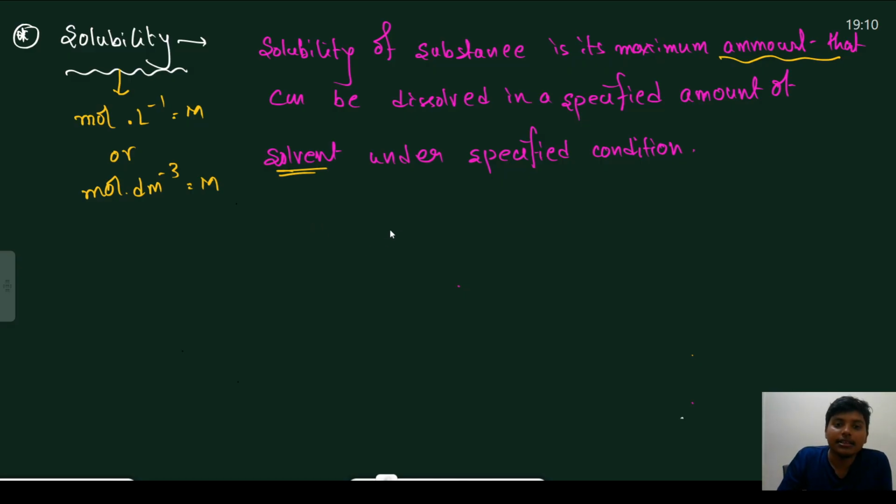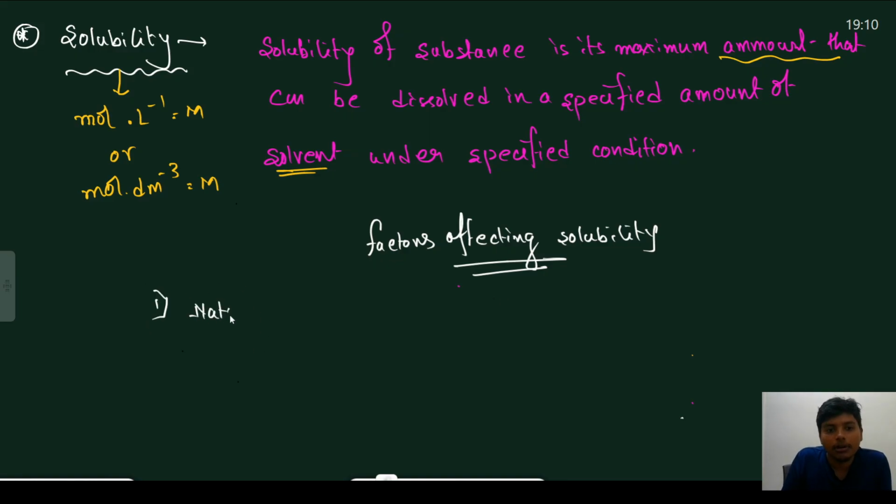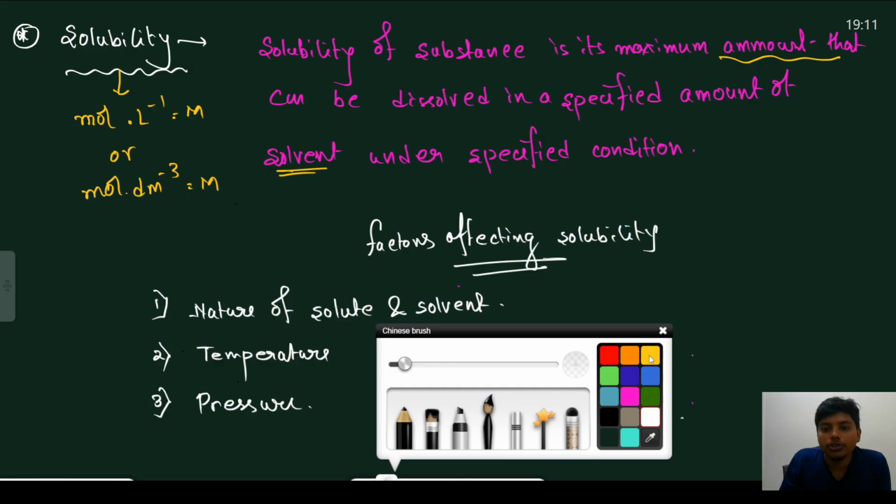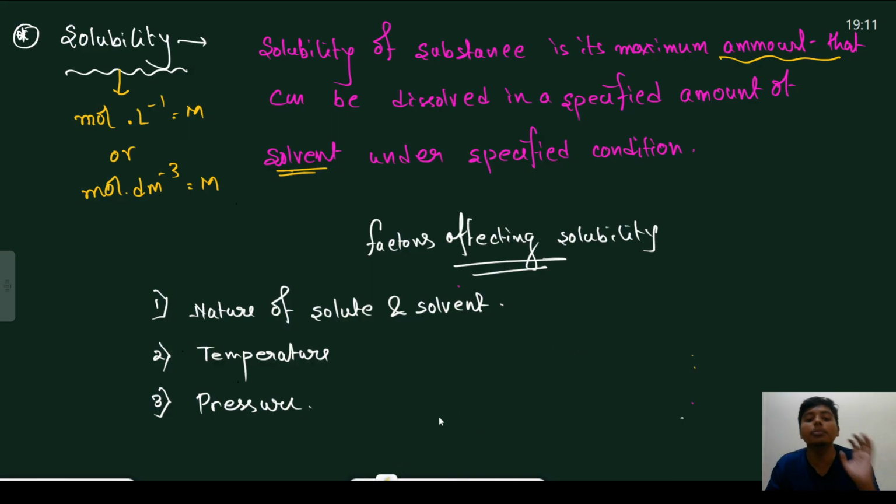So the next topic is factors affecting solubility. Now, which factors can affect solubility? First is nature of solute and solvent. Second is it depends on temperature. And third is it depends on pressure. Understood? So three factors are there on which solubility depends.